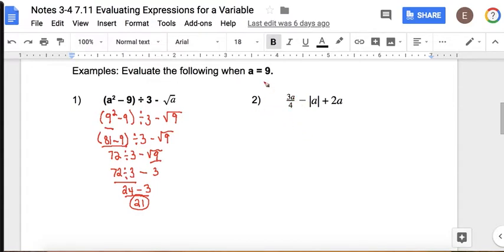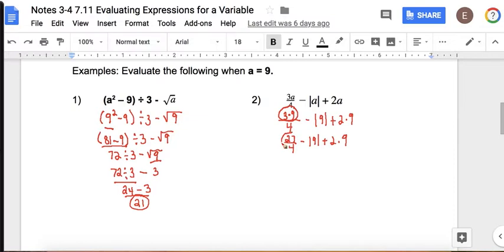So once again, I'm going to substitute 9 in for all of the A's. So 3 times 9 divided by 4 minus the absolute value of 9 plus 2 times 9. Now, this is a fraction bar, so this is considered grouping. So 3 times 9 is 27 divided by 4 minus absolute value of 9 plus 2 times 9.